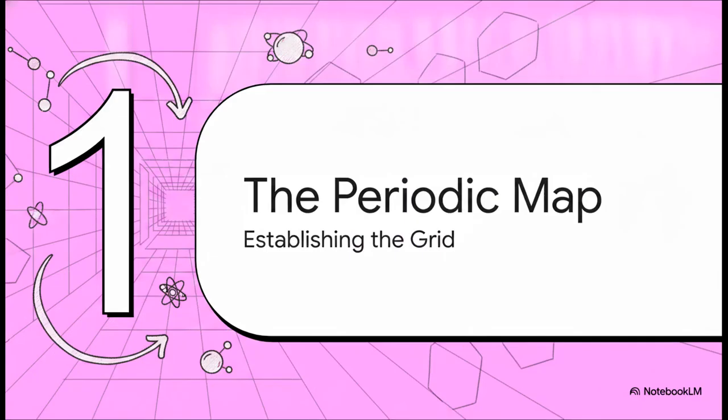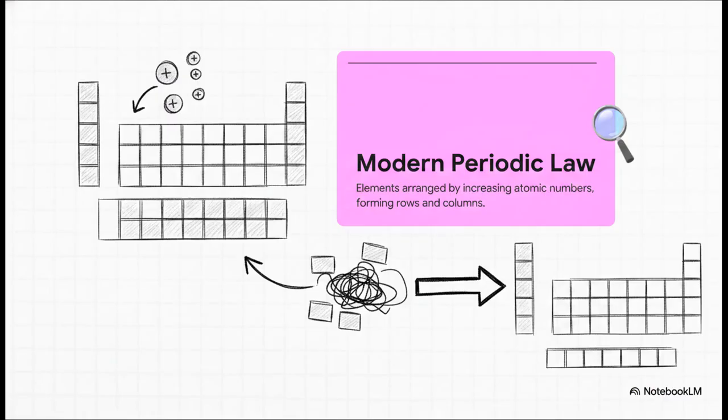Okay, part 1, the periodic map, where we establish the grid. So the entire foundation of this map rests on what's called the modern periodic law. This is basically the principle that elements are classified and arranged by increasing atomic numbers, which then form specific rows and columns. Now, historically, early chemists like Mendeleev tried to organize elements by their atomic mass, but honestly, that led to some pretty messy discrepancies. The real game changer happened when scientists ditched atomic mass and shifted the focus entirely to atomic numbers. That one single shift made absolutely everything fall perfectly into place.